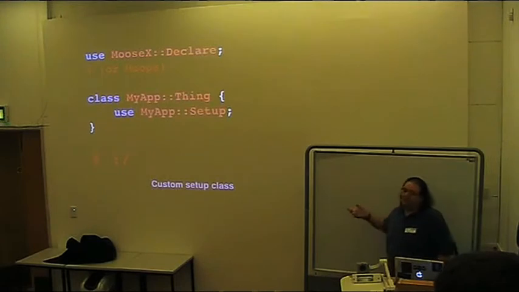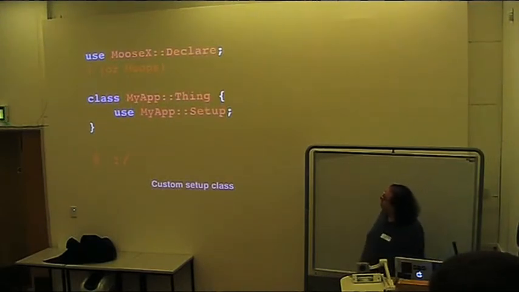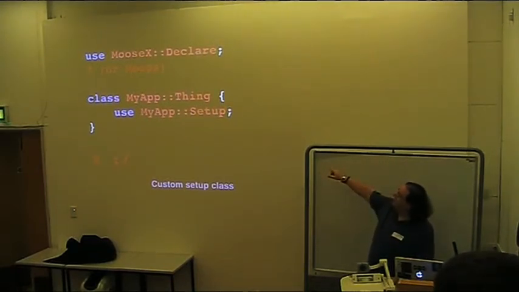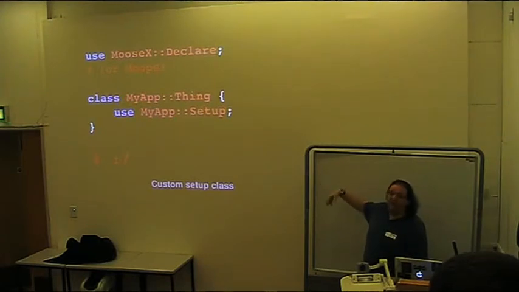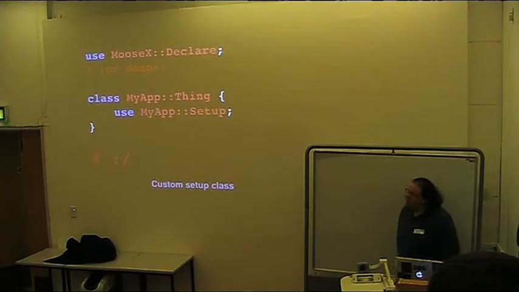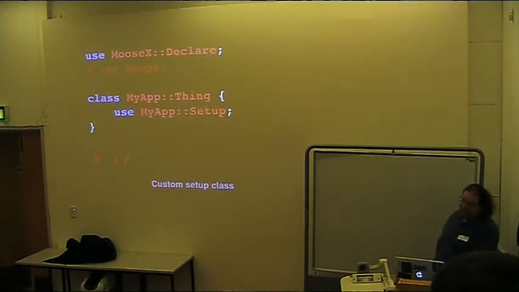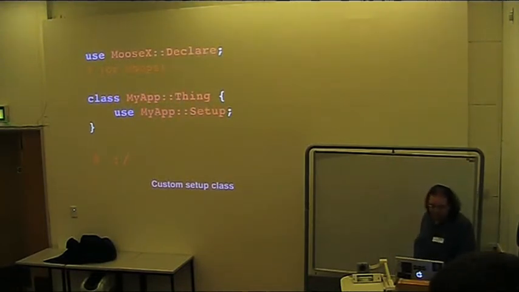So here's MooseX::Declare, or it could be Moops, the same issue applies. All right, and I say class MyApp::Thing. And then inside that class, I have to use my setup to get all of my imports, all of my custom stuff and pragmas. And so this always looked kind of ugly to me. And it's a better solution than just copying and pasting everything. But I have to do 2 uses to get everything set up.